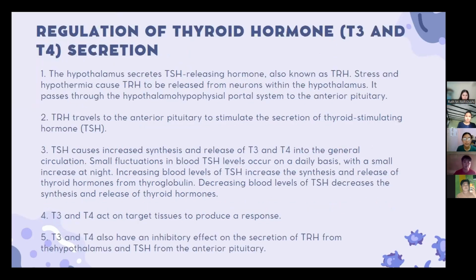So here's the process of the regulation of the thyroid hormones, the T3 and T4 secretion. First, the hypothalamus secretes TSH-releasing hormone, also known as TRH. Stress and hypothermia cause the TRH to be released from neurons within the hypothalamus. It passes through the hypothalamic-hypophyseal portal system to the anterior pituitary. Second, the TRH travels to the anterior pituitary to stimulate the secretion of thyroid-stimulating hormone, or TSH. Third, the TSH causes increased synthesis and release of T3 and T4 into the general circulation.